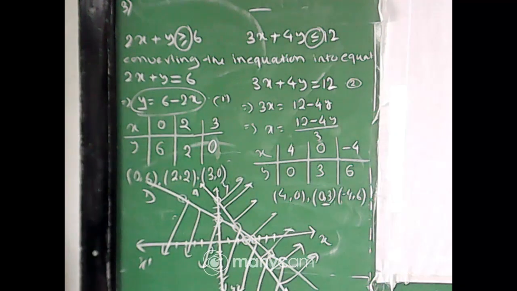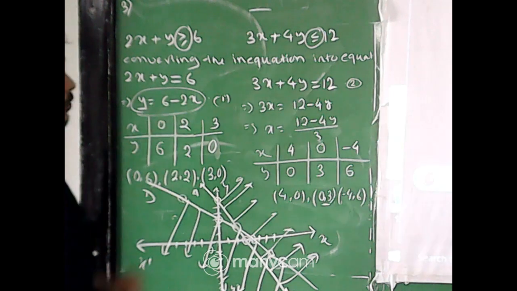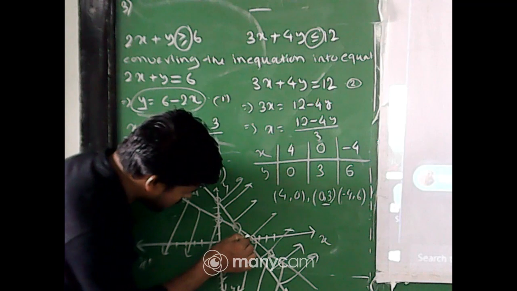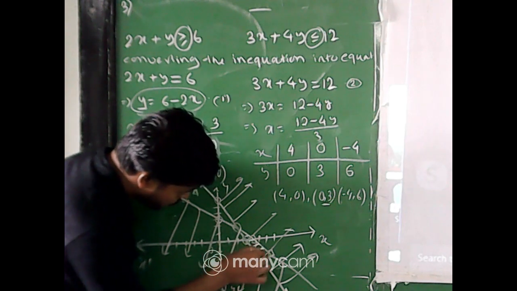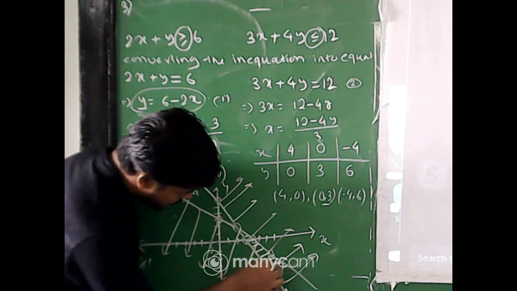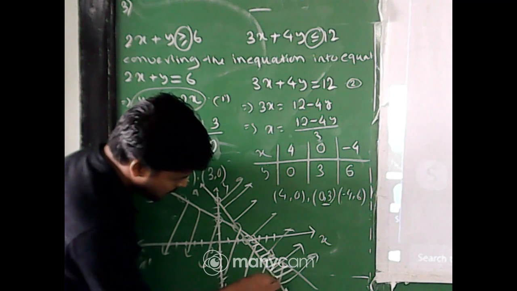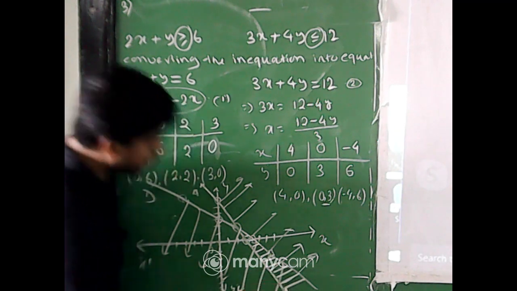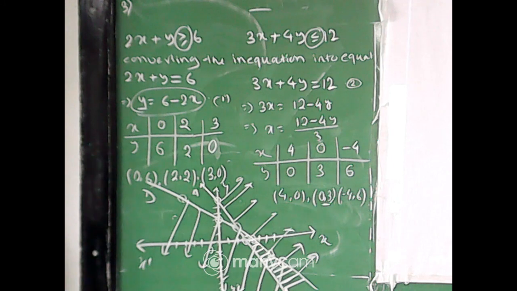Now tell me which is the common portion. Is this the common region satisfied by these two linear inequations? You can say this portion is covered by both inequations. So this is the region, or this is the solution of the given inequations.